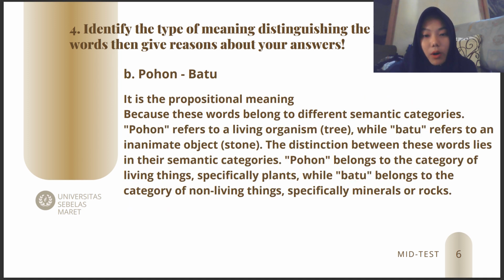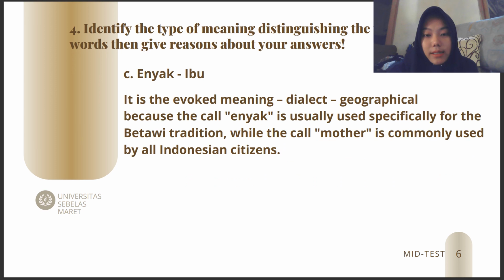Point B is pohon and batu. It is the propositional meaning because these words belong to different semantic categories. Pohon refers to a living organism or a tree, while batu refers to an inanimate object or stone. The distinction between these words lies in their semantic categories. Pohon belongs to the category of living things, specifically plants, while batu belongs to the category of non-living things, specifically minerals or rocks. Point C is enya and ibu.